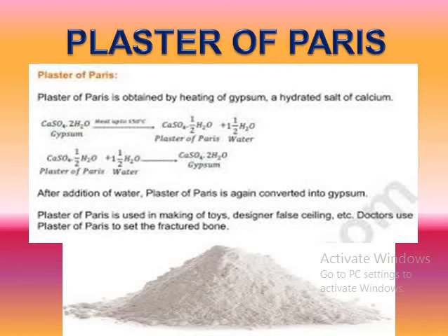Now how is it prepared? So we take gypsum for this. Gypsum's formula is CaSO4.2H2O. Now we heat this gypsum at a controlled temperature, that is 373 Kelvin, and at this temperature only 1.5 water molecules evaporate and form POP, that is plaster of Paris.